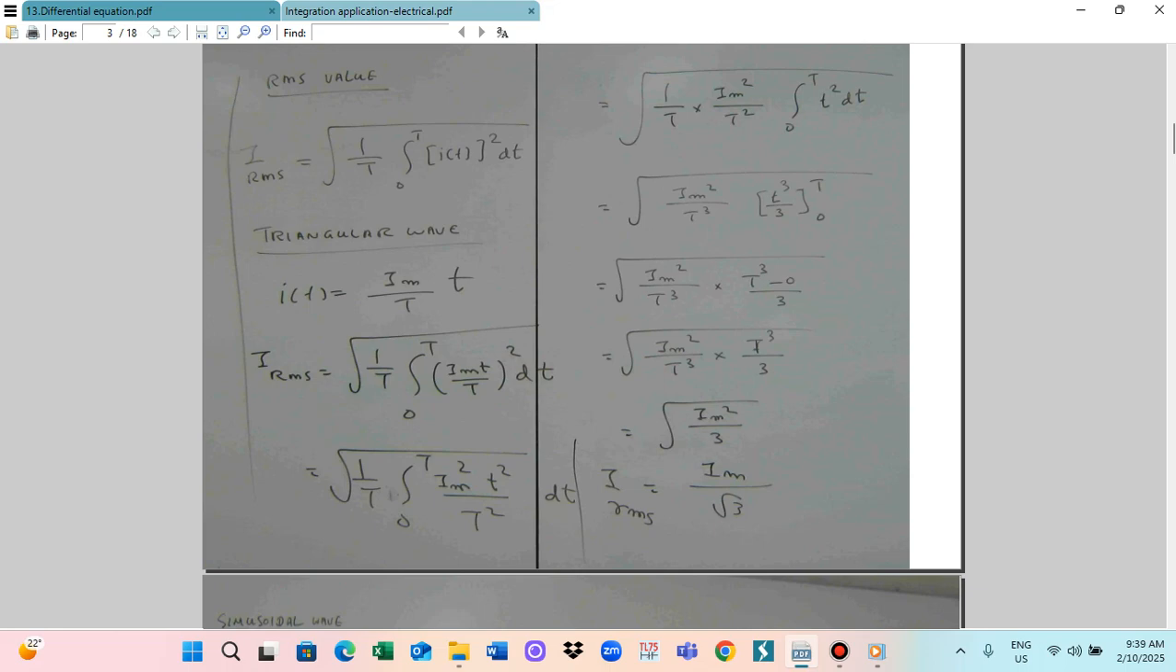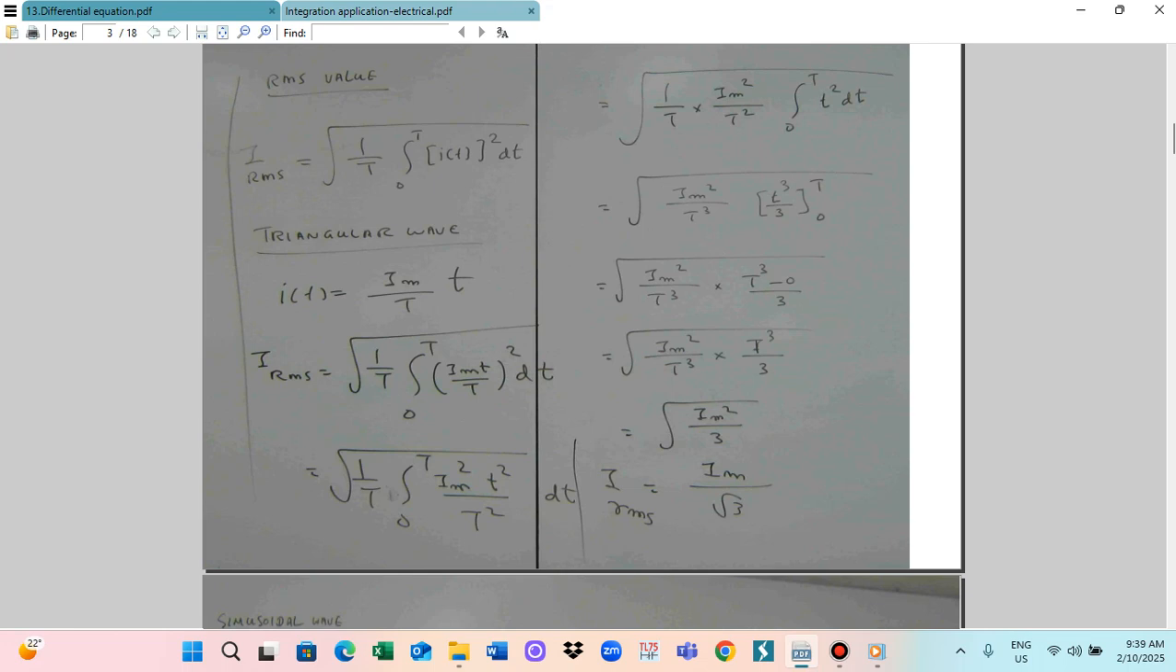So this becomes IRMS is equal to the square root of 1 by T, integration 0 to T. We have to substitute Im t by T, squared, into dt. So far we got the integration of 1 by T, 0 to T, Im square t square by capital T square into dt. Okay, we got this one.